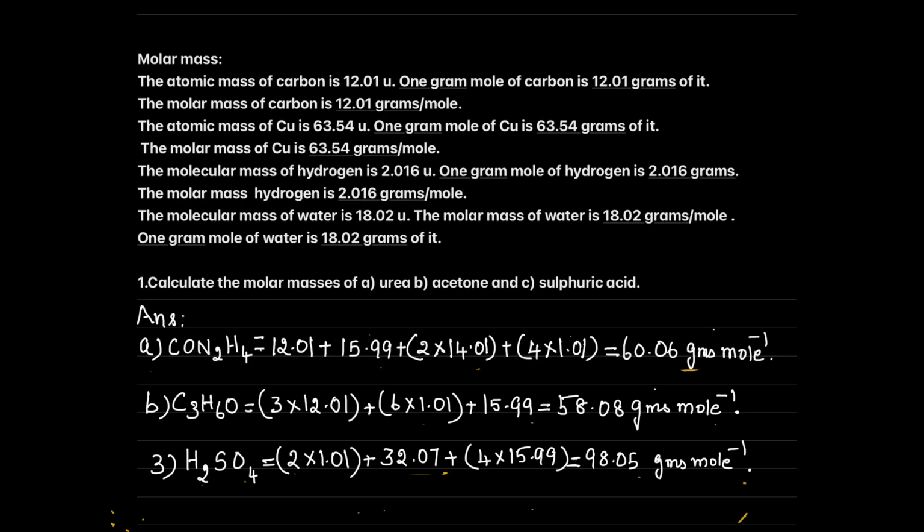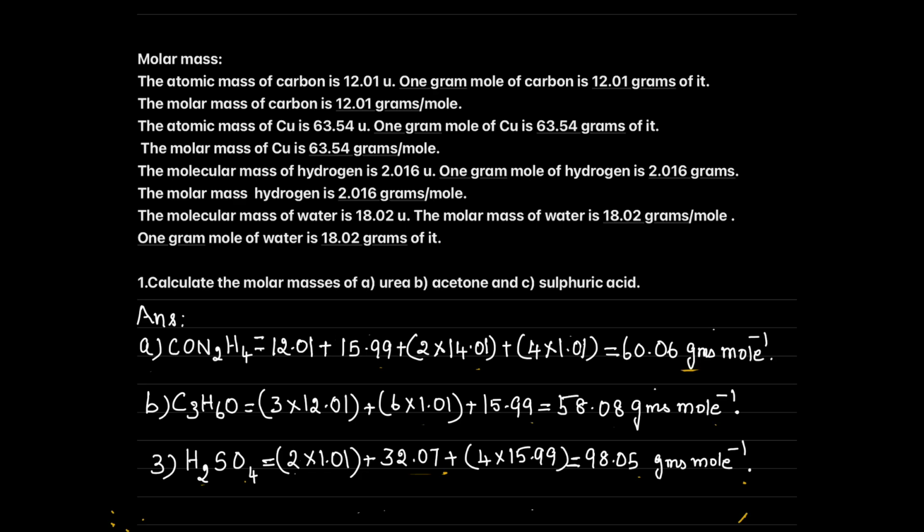What's the atomic mass of carbon? It is 12.01 U. Since carbon is monatomic, 12.01 grams of carbon makes 1 mole of it, or 1 gram mole of carbon is 12.01 grams. The molar mass of carbon is 12.01 grams per mole. You would have noted the unit in which molar mass is expressed. It is in grams per mole.